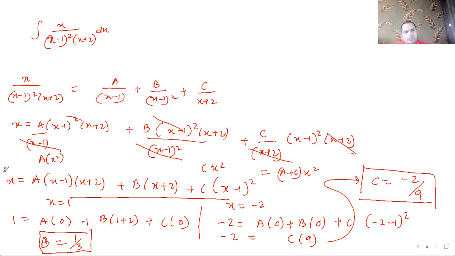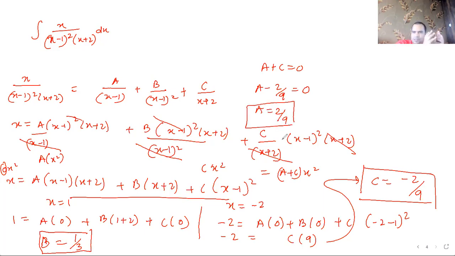Because you can see that there is no x squared term here, I would equate a plus c to 0. Now, since we got c as -2/9, a minus 2/9 equals 0. So that gives us a is 2/9. Once you have the a, b, and c values, you put them in their places and rewrite this integral.